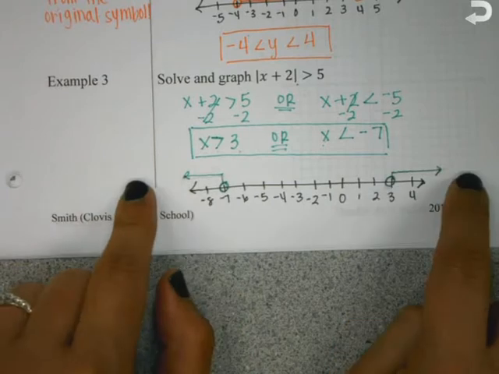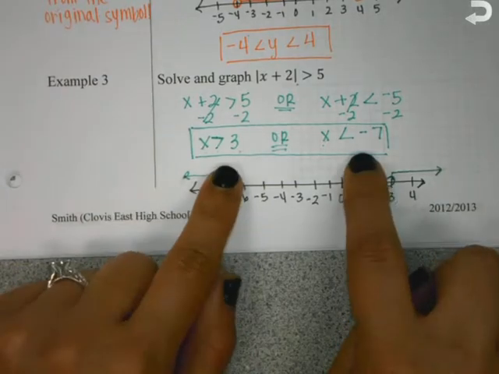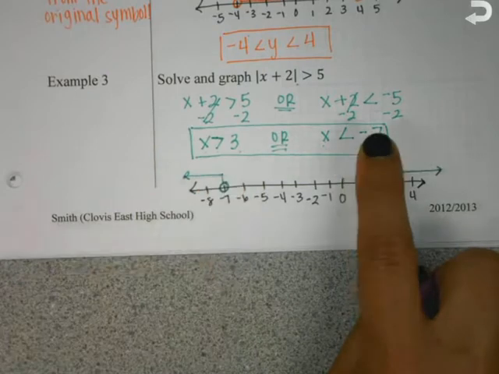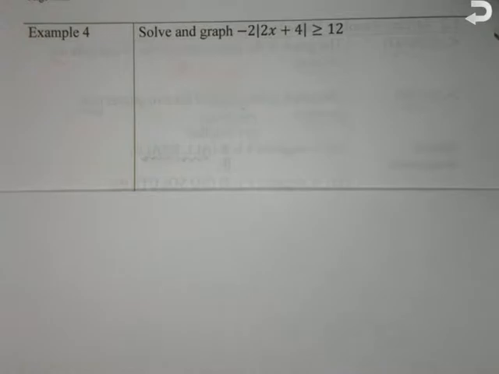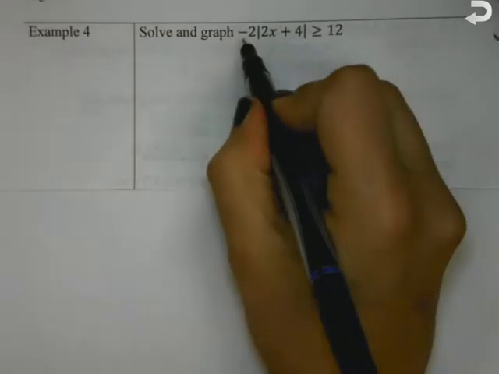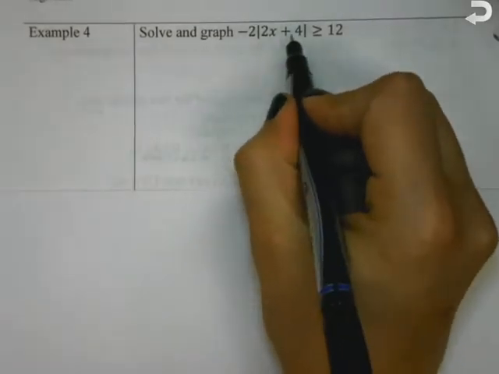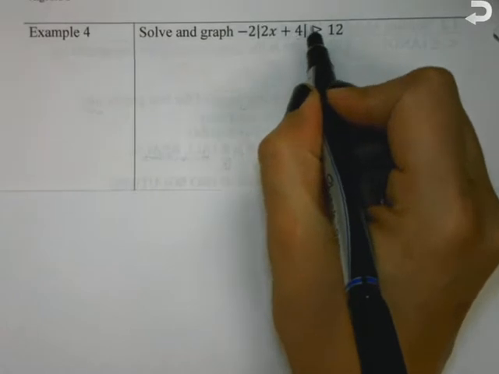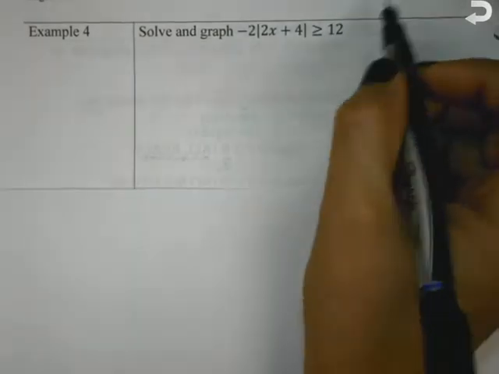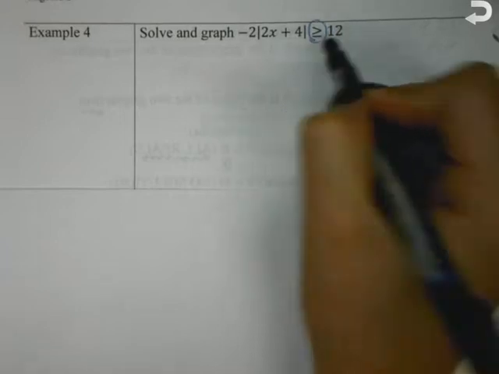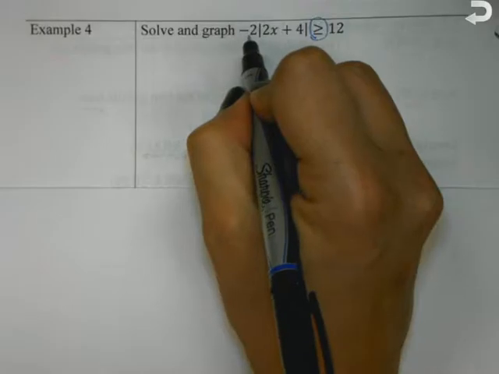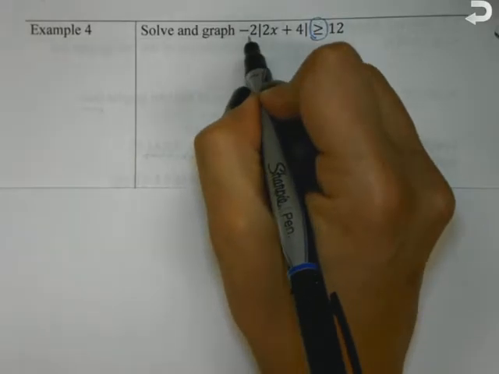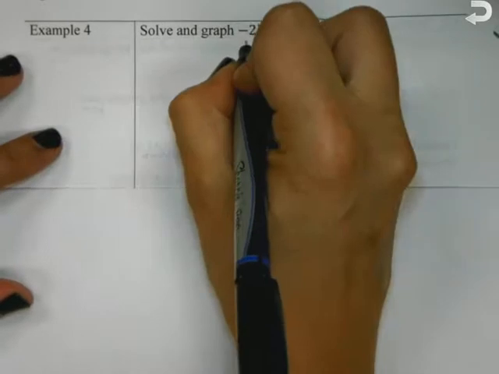So, for example 4, we have solve and graph negative 2 times the absolute value of 2x plus 4 greater than or equal to 12. Now I see the symbol is greater than or equal to, so automatically I'm thinking my word is going to be or. But if you notice, I have that negative 2 being multiplied on the outside. So let's see what happens when I divide first, because I can only get my word from whatever the inequality is after the absolute value is by itself. So let's get that absolute value by itself.